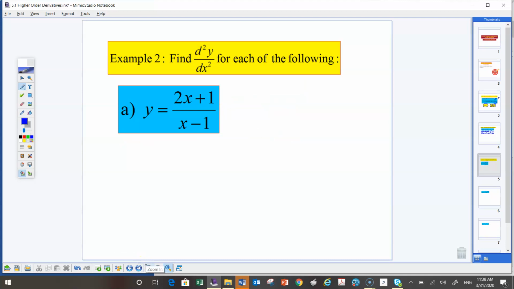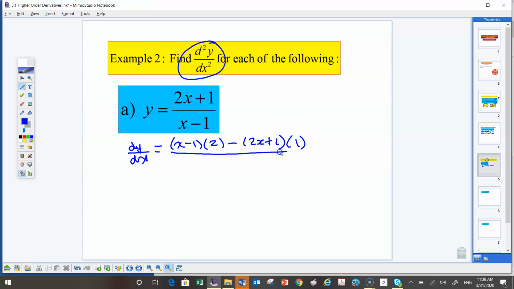In example number 2, they're asking us to find the second derivative. So the first thing I have to do is find the first derivative, and for this one I have to use the quotient rule. So to find the first derivative, which is dy dx, it's going to be the denominator times the derivative of the numerator minus the numerator times the derivative of the denominator all over the denominator squared.